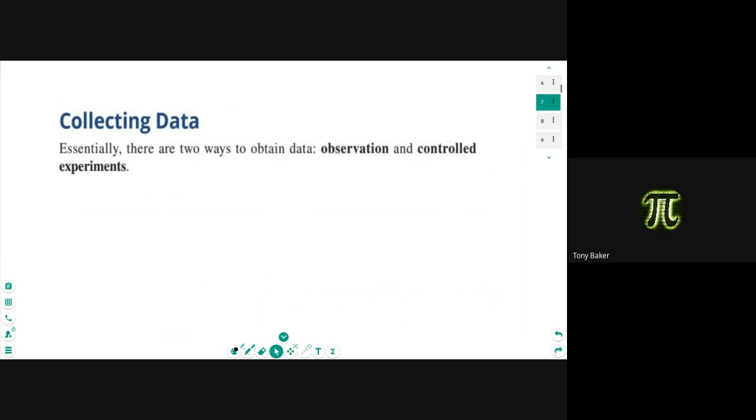Why are these important? Well, because when you're looking at different things, how you collect the data is different. How you measure the data is going to be different. How the results are going to be calculated will be different.